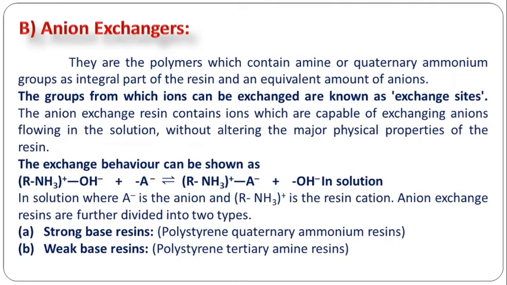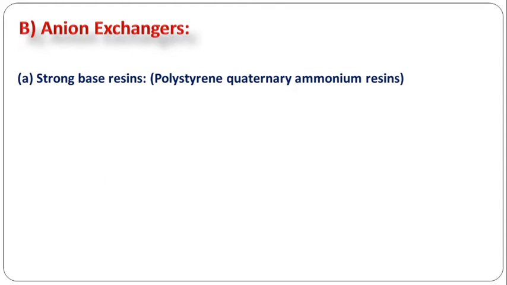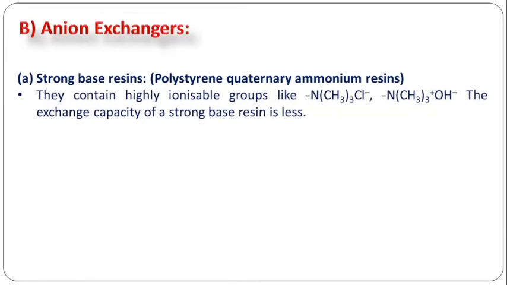Strong base resins are polystyrene quaternary ammonium resins, and weak base resins are polystyrene tertiary amine resins. Now we'll start with the anion exchangers, which are strong base resins containing polystyrene quaternary ammonium. These resins contain highly ionizable groups like ammonium chloride and ammonium hydroxide.